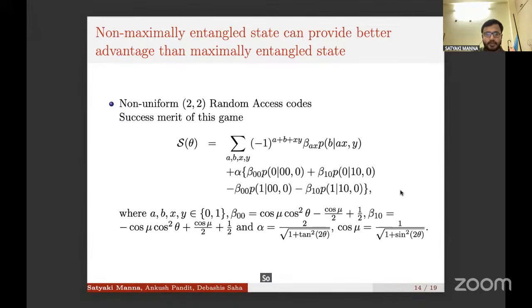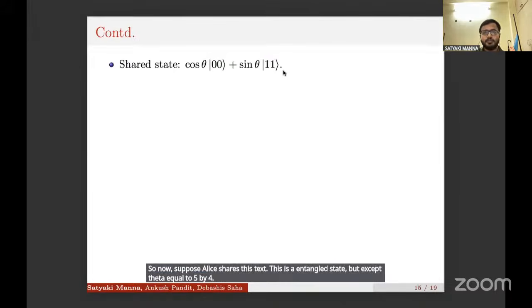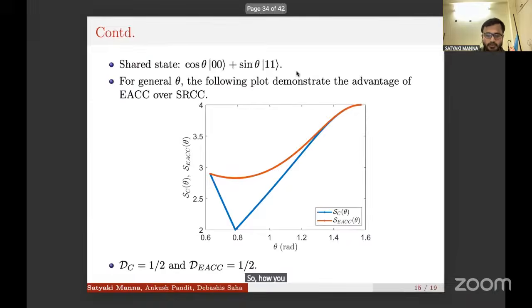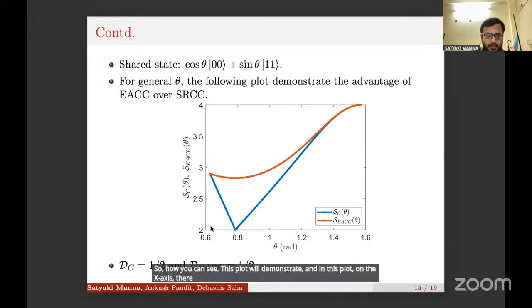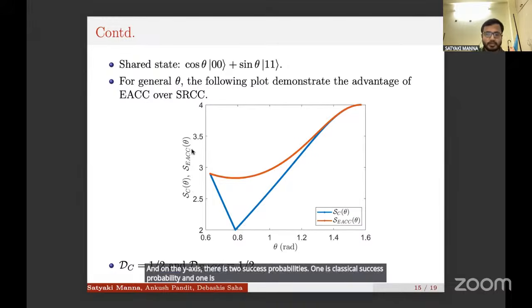Now, suppose Alice shares this state. This is an entangled state, but for theta not equal to pi by 4, you can see that this is a non-maximally entangled state. This plot will demonstrate it. On the x-axis there is theta, and on the y-axis there are two success probabilities: the classical success probability and the entanglement assisted classical communication success probability. For both communications, we fix the distinguishability to be half.